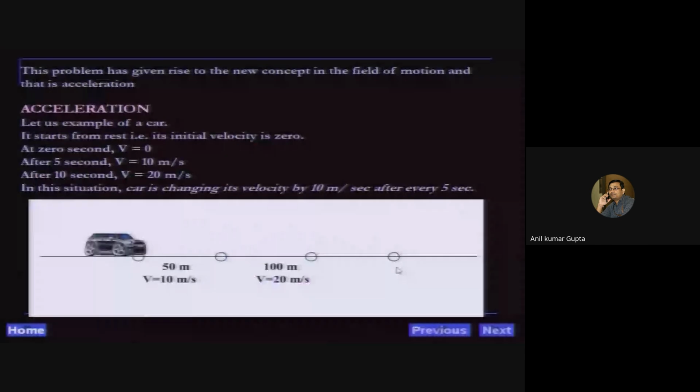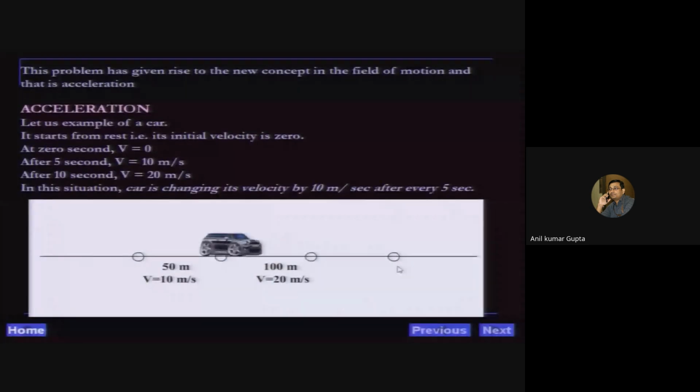Next slide. This problem has given rise to a new concept in the field of motion, and that is acceleration. So what is acceleration? Let us take an example of a car. It starts from rest, that is, its initial velocity is 0. At 0 seconds, v is 0. After 5 seconds, v is 10 meters per second. After 10 seconds, it is 20 meters per second. In this situation, the car is changing its velocity by 10 meters per second after every 5 seconds.